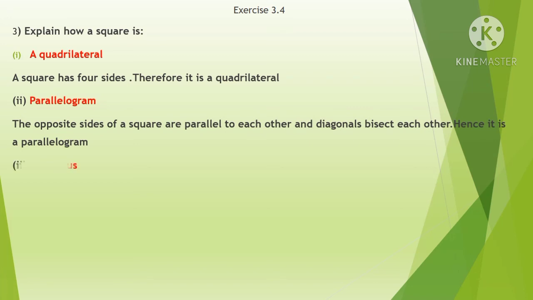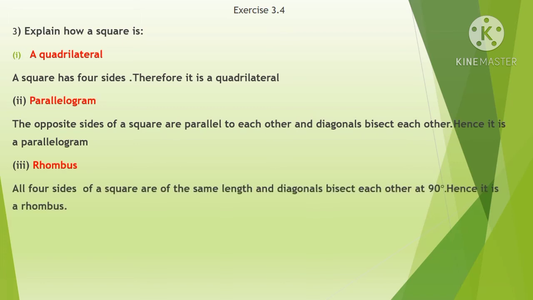Next one, rhombus. You all know that for a rhombus also all the sides are equal. For a square also all the sides are equal. For a square the diagonals bisect each other perpendicularly, so for a rhombus also the diagonals bisect each other at perpendicular. Look here, all 4 sides of a square are of the same length, and the diagonals bisect each other at 90 degrees. Perpendicular means 90 degrees. So hence we can say a square is also a rhombus.